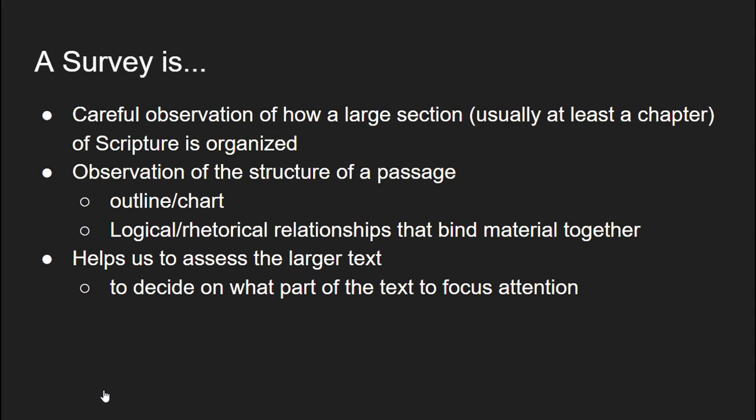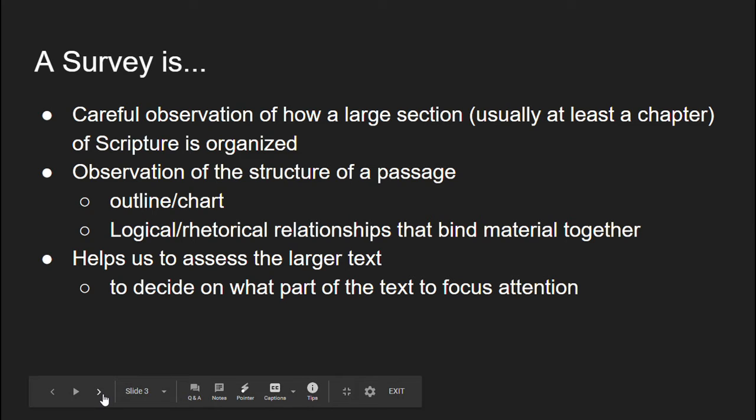And a survey is a careful observation of how a large section, and typically in Bible studies you're looking at maybe a chapter, how that's organized and how it relates to the other chapters. Now you can observe the structure of the passage. You can do an outline, a chart, and you try to form some logical relationship that binds the material together. And it helps us to assess the larger text on what we should pay attention to.